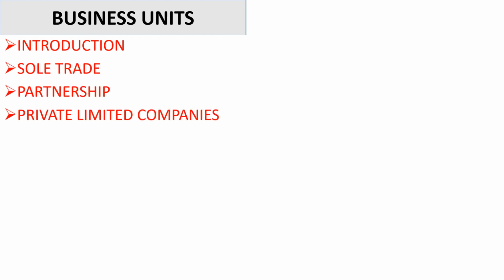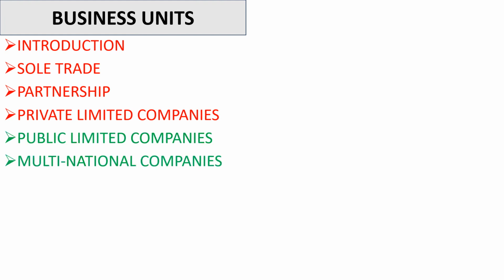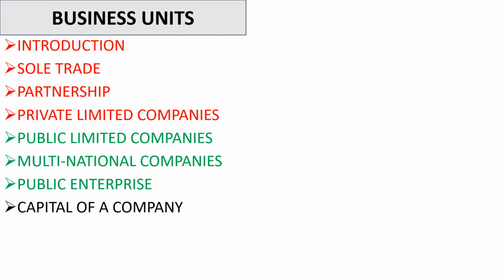Okay, so far we have looked at introduction to business units. We have looked at sole trade. We have looked at partnership. We have looked at private limited companies. We have also looked at public limited companies. We have looked at multinational companies. We have looked at public enterprises. Okay, so to finish this part, we're going to take a look at capital of a company.